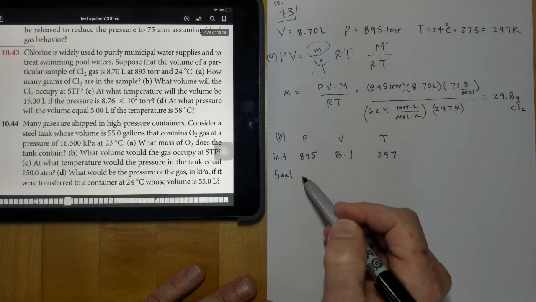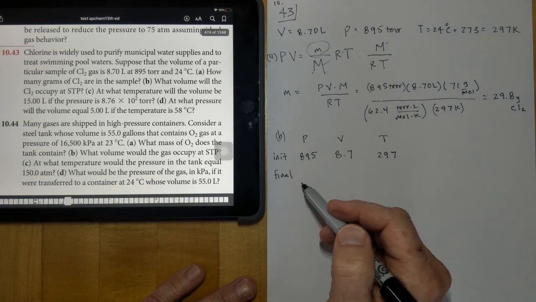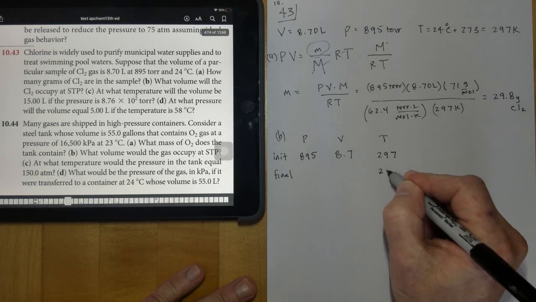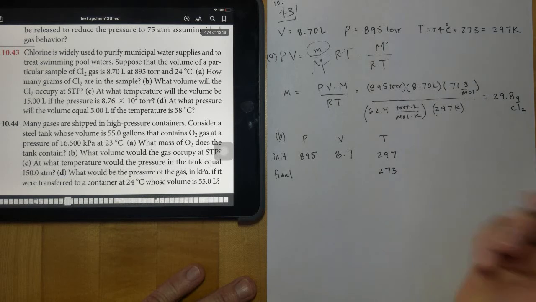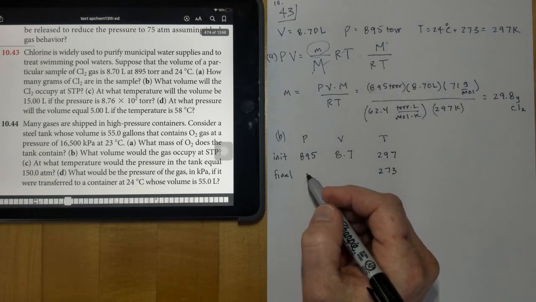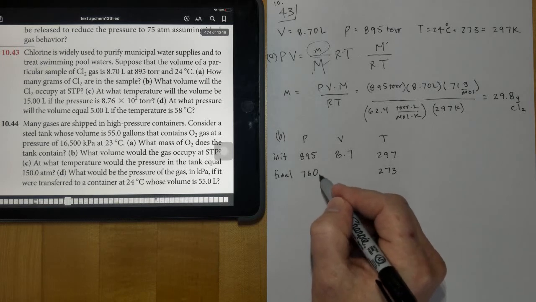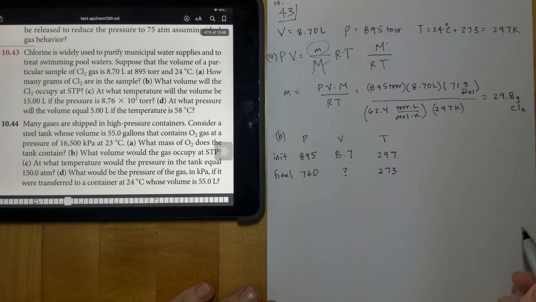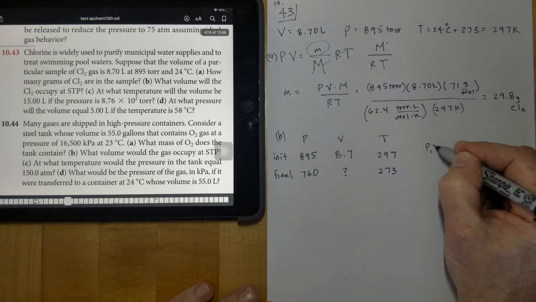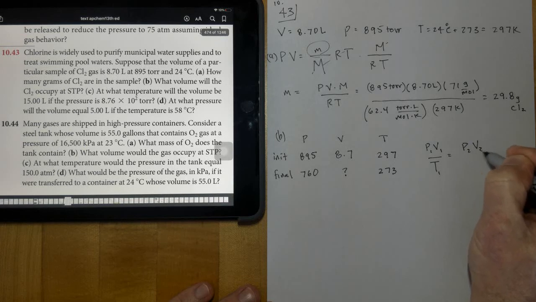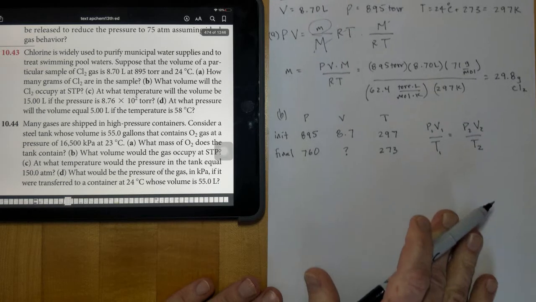The final then is going to be STP, which stands for standard temperature, which of course is 273 Kelvin, or 0 Celsius. And then pressure is going to be, let's see, we're in torr, so 760 torr. And the volume is our unknown right here. So P1 V1 over T1 is equal to P2 V2 over T2. That's one way to solve it that you can set up.